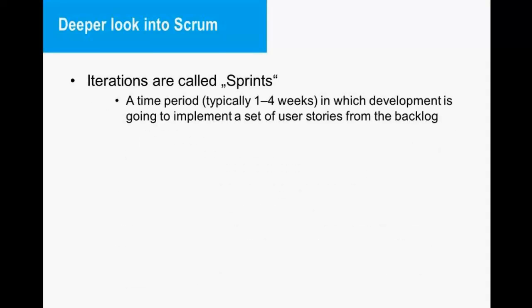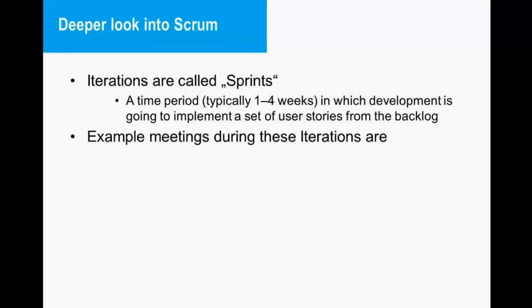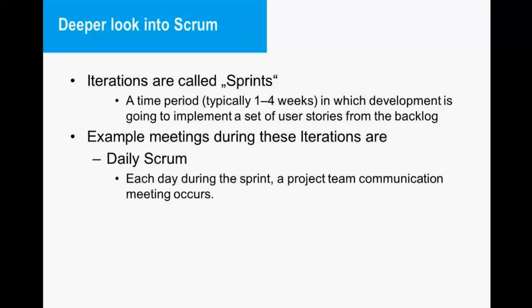So the iterations are called sprints, which are normally a time period, let's say from 1 to 4 weeks. Most of the time I see that development teams use 2 weeks as the optimum, so you can decide how long a sprint should be. And in this time, they are going to develop a special part of all the requirements or all the user stories from the backlog. Example meetings during these iterations are, for example, the daily Scrum. So communication is really important during a Scrum process.